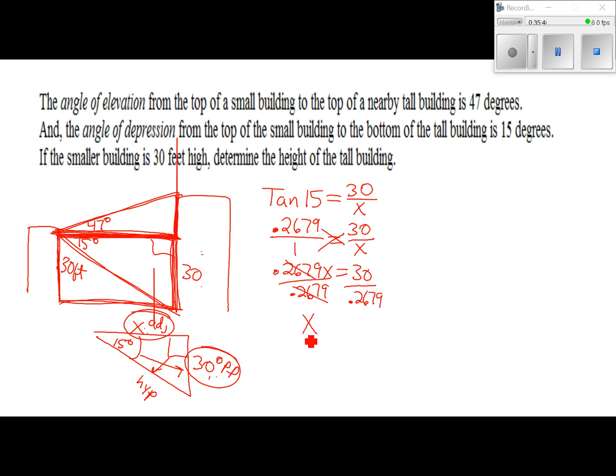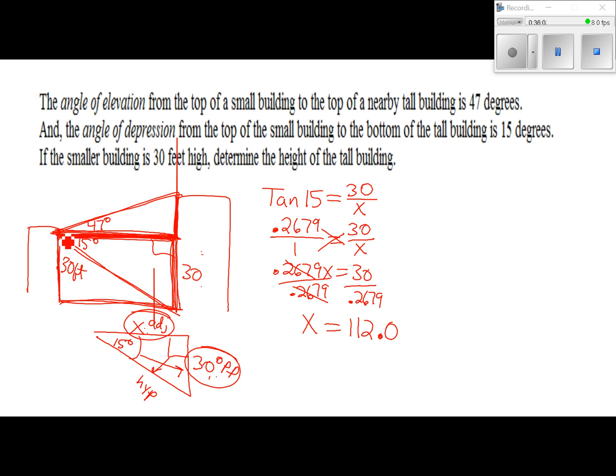So x, we divide 30 by that. 30 divided by 0.2679, and we get 111.98. So we're going to round that off to 112.0. So that means the distance between the two buildings here is 112 feet.